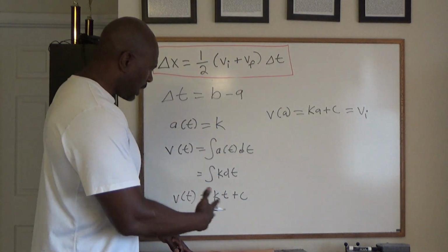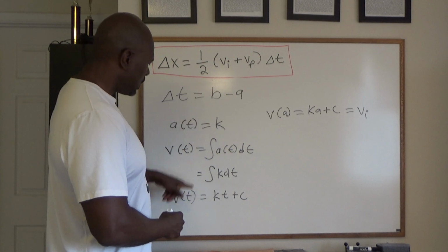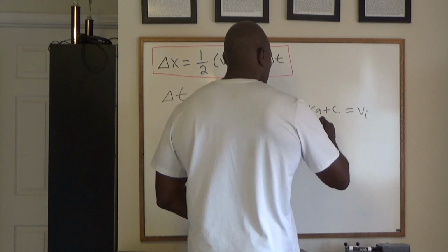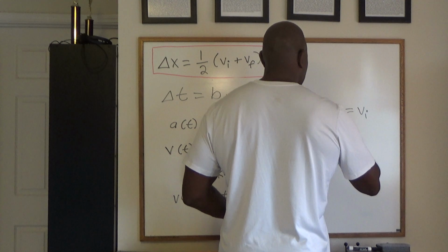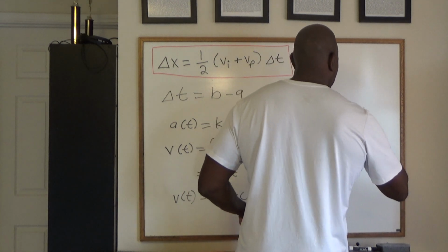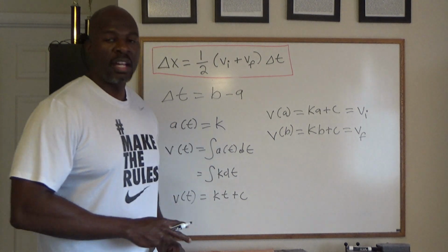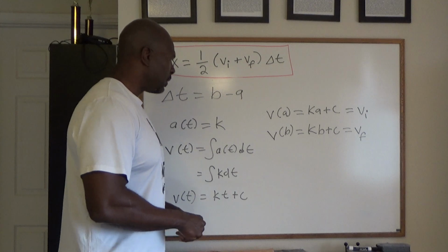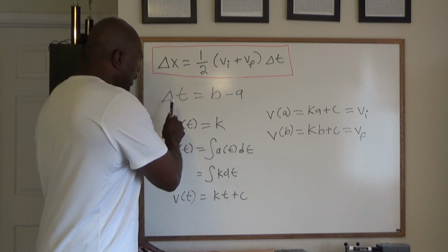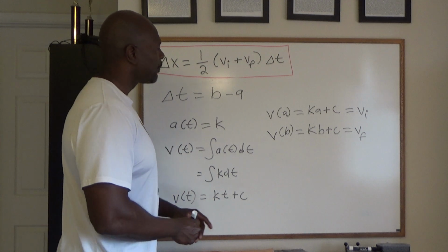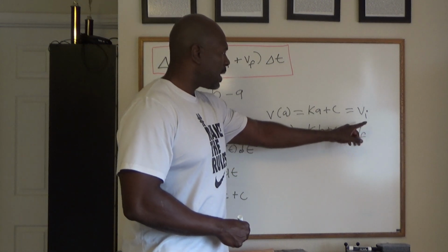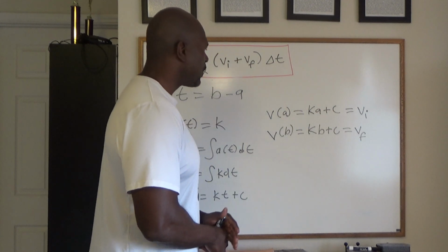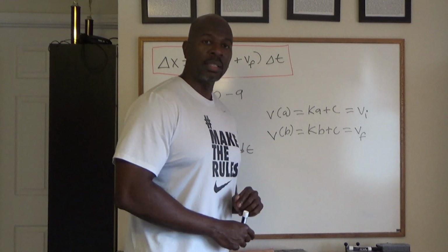And my final velocity would be plugging in b for t in the velocity function, so v of b, which would be kb plus c, which is equivalent to v sub f, the final velocity in the physics formula. So these are the equivalencies. Remember that delta t is the same as b minus a, the initial velocity is the same as ka plus c, and the final velocity is the same as kb plus c.